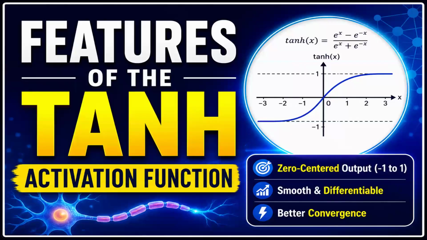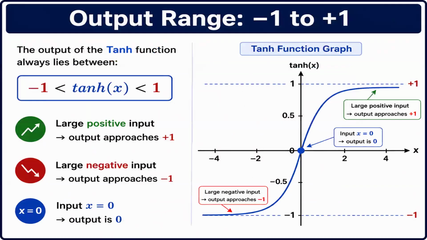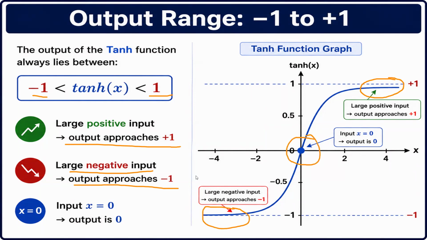So what are the features of the tanh function? Let us see the features one by one. The first feature is that the output of tanh lies between -1 and 1. For a large positive input, the output approaches +1, and for a large negative input, the output approaches -1. And if the value of x is 0, then the output is also 0. In this figure, you can see for large positive input the output is +1, for large negative input the output is -1, and for x equal to 0 the output is 0. So this is how the tanh function works.